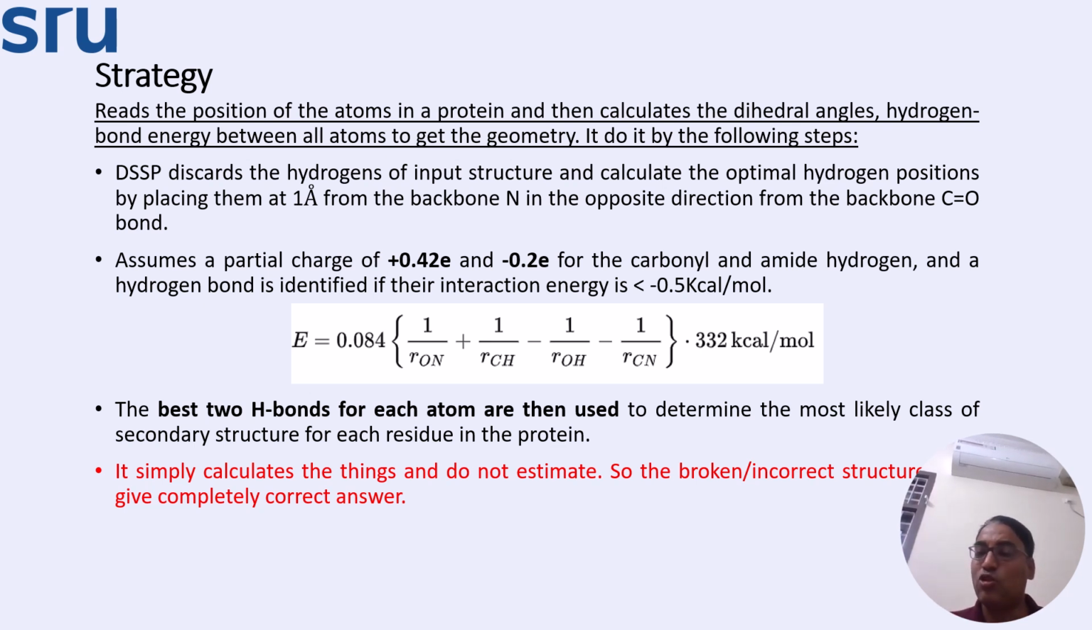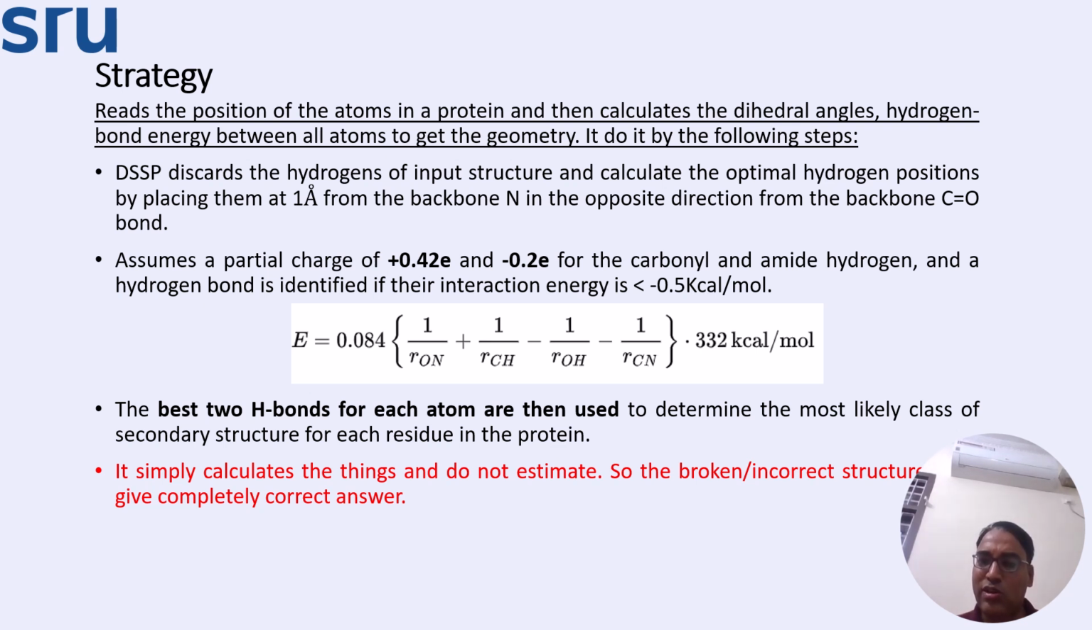So what is the strategy to place them? They place the hydrogens at a distance of 1 Angstrom from the backbone N and the carbonyl C double bond O. So for this N and O, they optimally place the hydrogen atoms at a distance of 1 Angstrom without causing any clashes, without putting any steric hindrance on any other proximal atoms. With that constraint they work, and they assign the partial charge as well: for carbonyl plus 0.42 e, and for amide minus 0.2 electron. And then they calculate the overall energy using this formula.